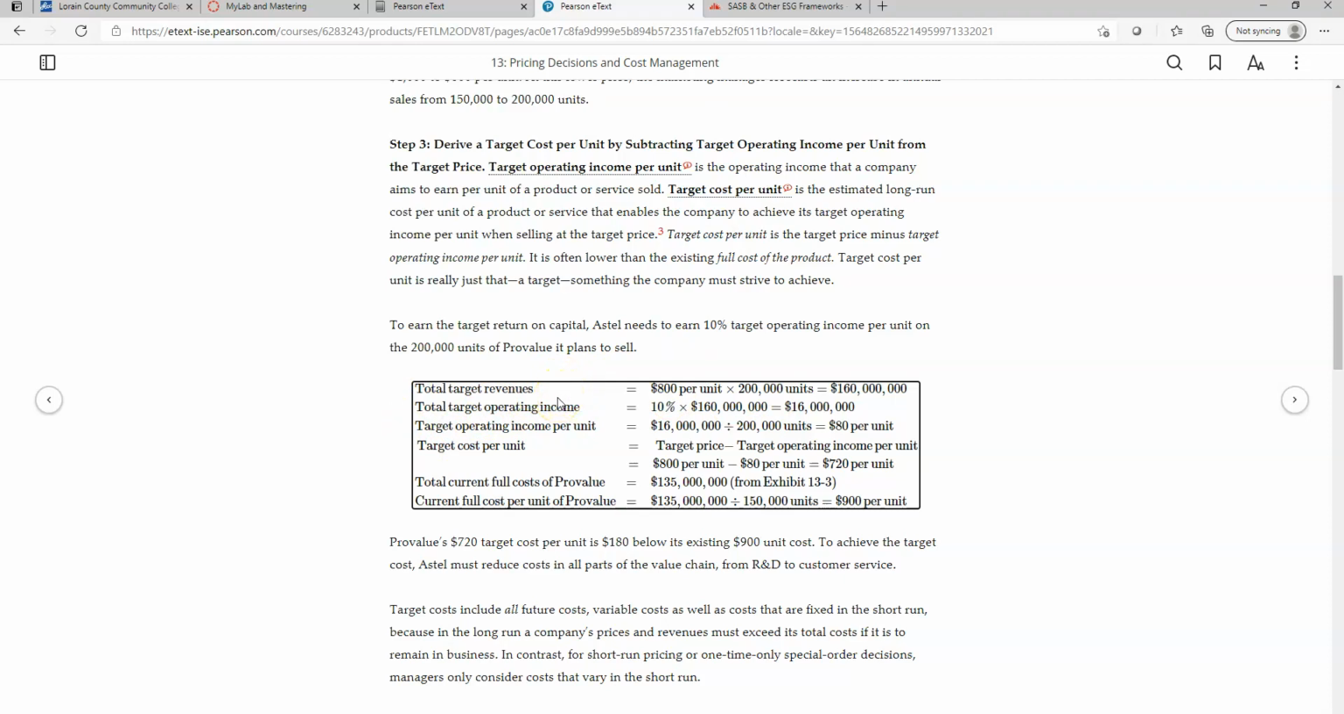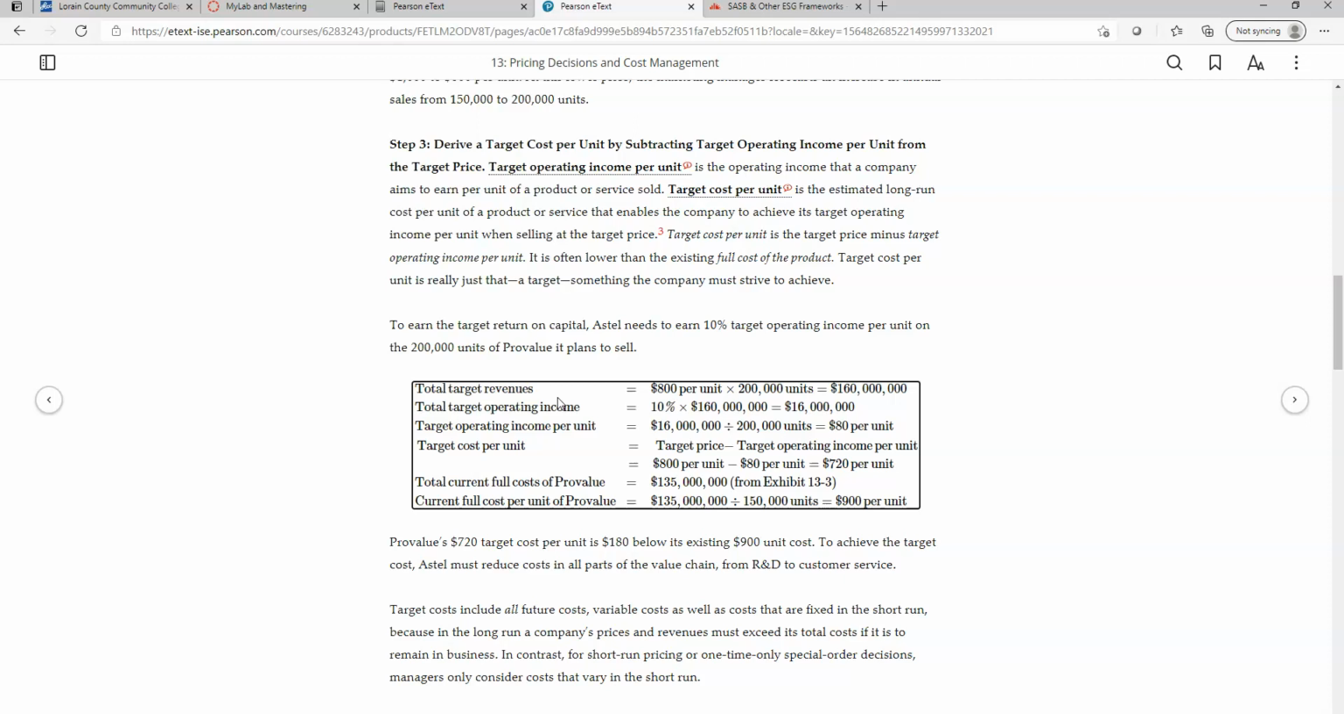So we're going to take our anticipated selling price, in this case $800 per unit, multiply that by the number of units we plan on selling, 200,000 units. That will give me target revenue of 160 million. Now, let's say that my target operating income is 10% of revenue. So 10% of revenue is how much? Well, 10% of 160 million is $16 million.